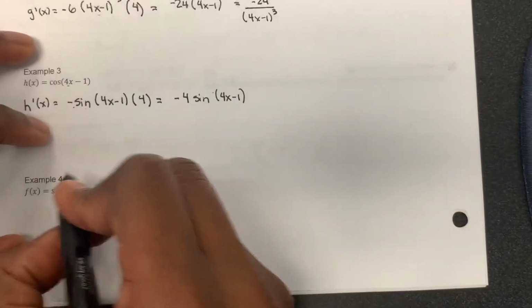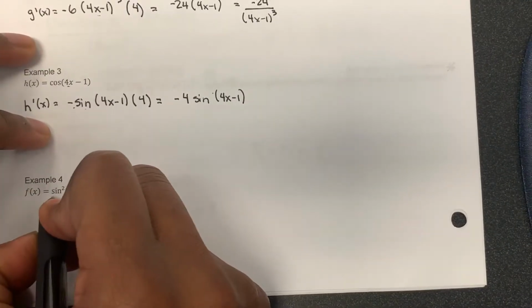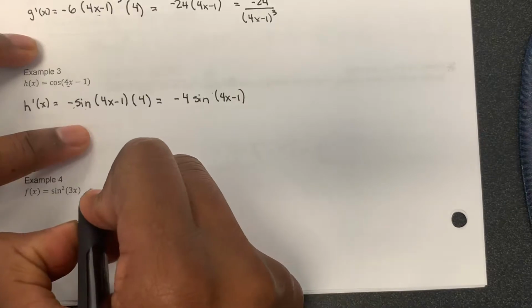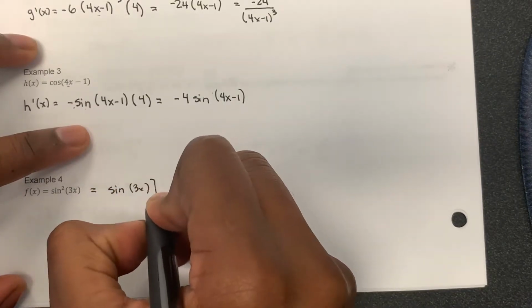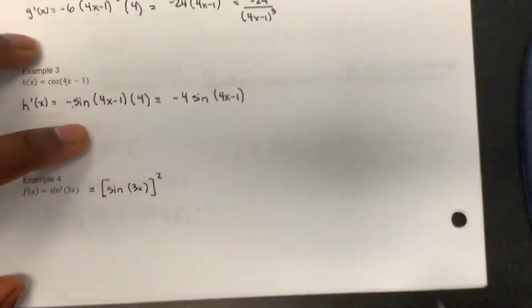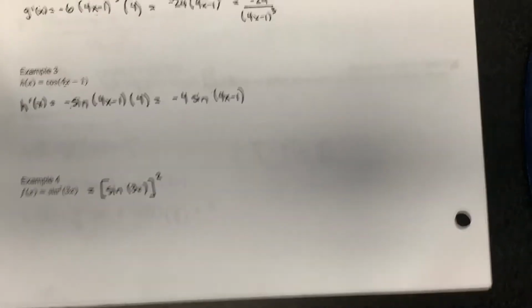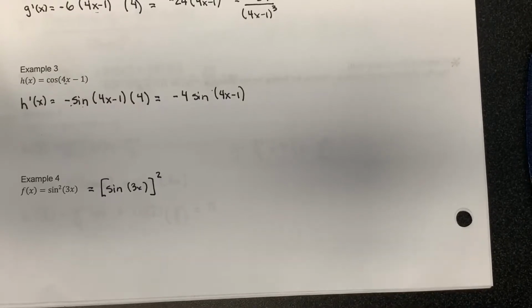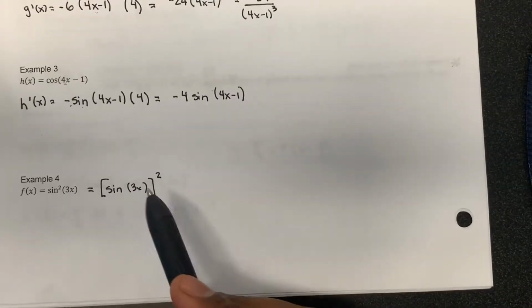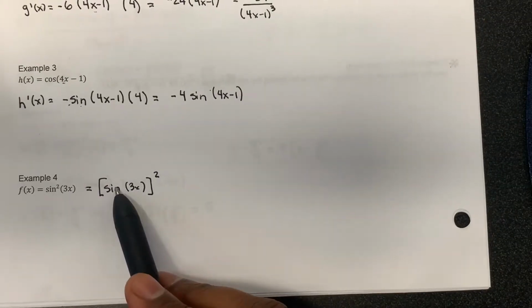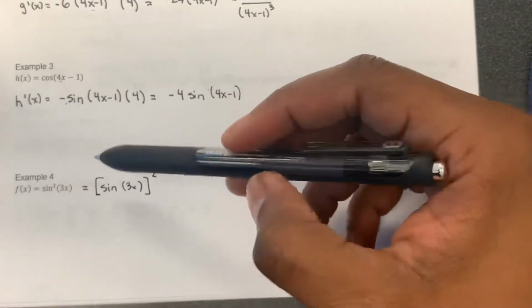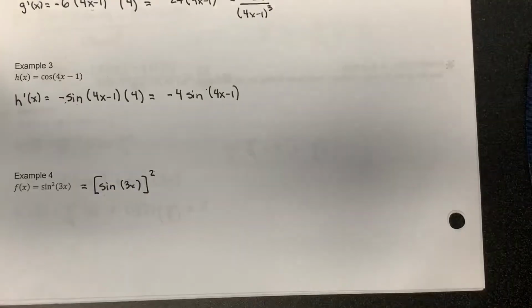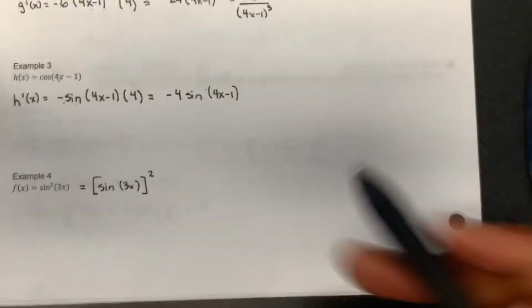So for example 4, we have f of x equals sine squared of 3x. That's the same as if we have the sine of the quantity 3x, and we just put the 2 on the outside. So building off of what I said about taking the derivative of everything in the original problem, we have 3 things that exist inside this original problem. We have something squared, we have a sine, and we have a 3x. So that means we need to take the derivative of the thing that's squared, we need to take the derivative of sine, and we also need to have the derivative of 3x.